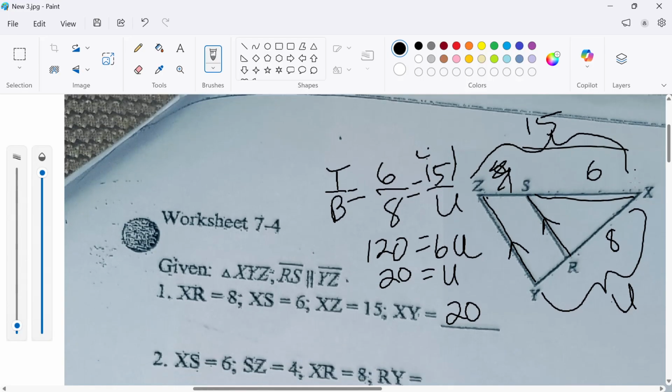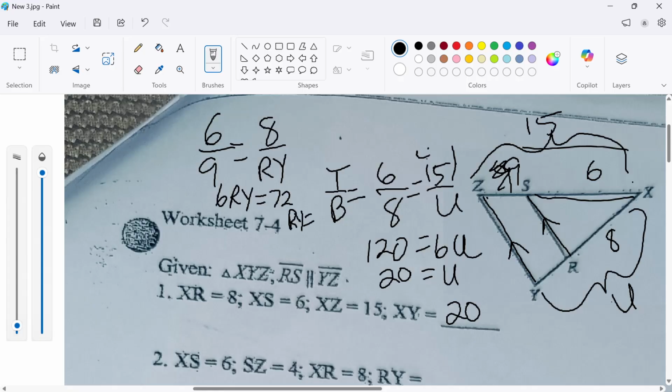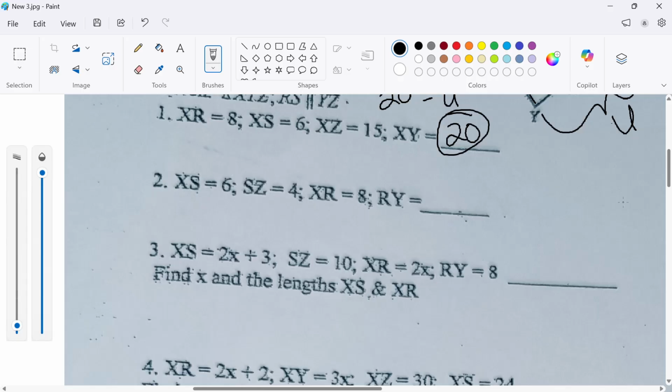I know this is 9. 6 is to 9 as 8 is to RY, and then I could have added RY to 8. So let's try that. 6RY equals 72. RY equals 12. So if RY is 12, 12 plus 8 is 20, I get the same answer. So you can see there's a lot of different ways to do it.